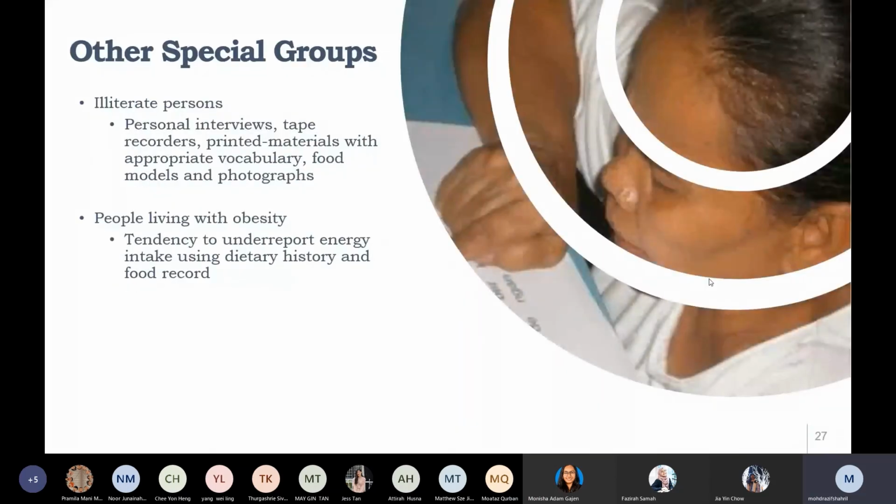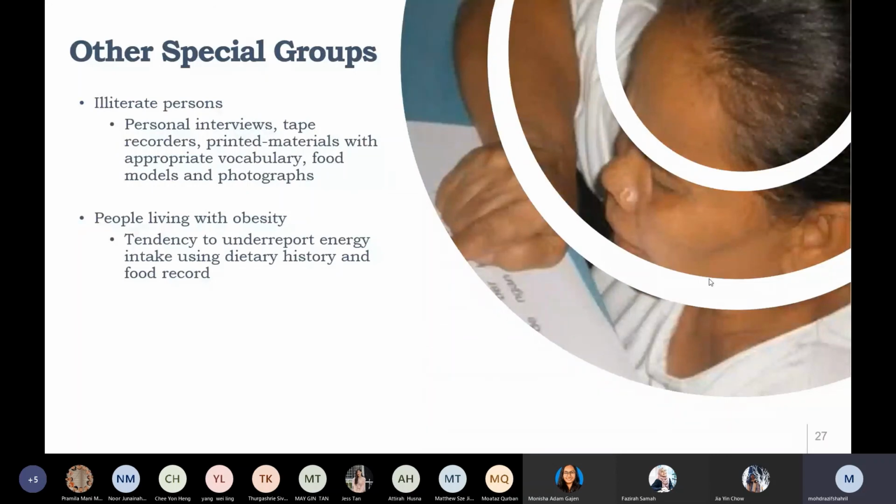Other special groups will be illiterate persons who cannot read. When the person cannot read, the only resort that we have is to do a personal interview using tape recorders, printed materials with appropriate vocabulary, or food models and photographs. Sometimes it's just printed materials with pictures to reduce the communication gap between an illiterate person and yourself.